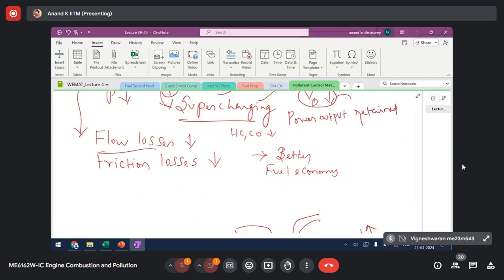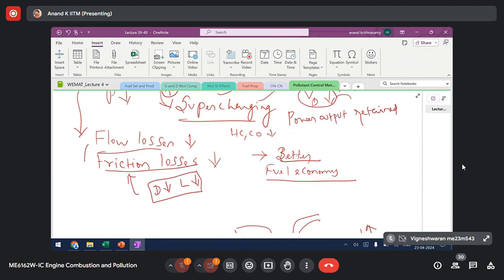The flow losses and friction losses will come down considerably. Say with downsizing, I am reducing D, I am reducing L. Bore and stroke length are reduced. By doing this, you will have a considerable benefit in friction. Friction losses will come down. Since the size is less, the flow losses will also come down. This will directly reflect in better fuel economy.